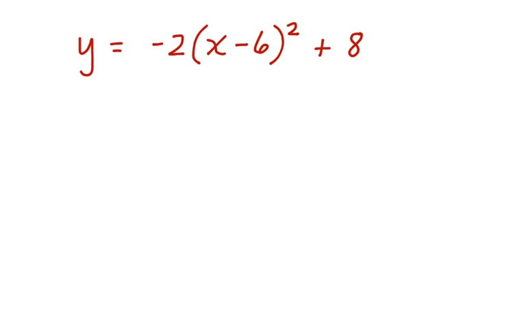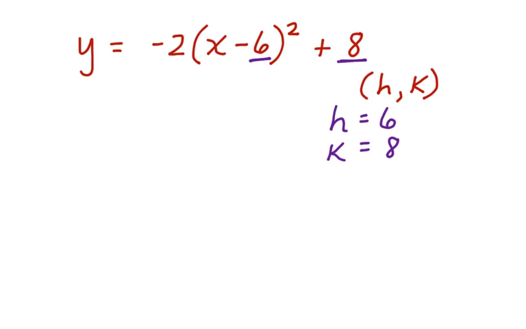Here's our equation. y equals negative 2 times the quantity x minus 6 squared plus 8. Now we know that h and k represent the coordinates of the vertex. And in this equation, h is here and k is here. So we can say that h is equal to 6 and k is equal to 8. So the coordinates of the vertex are going to be 6, 8.